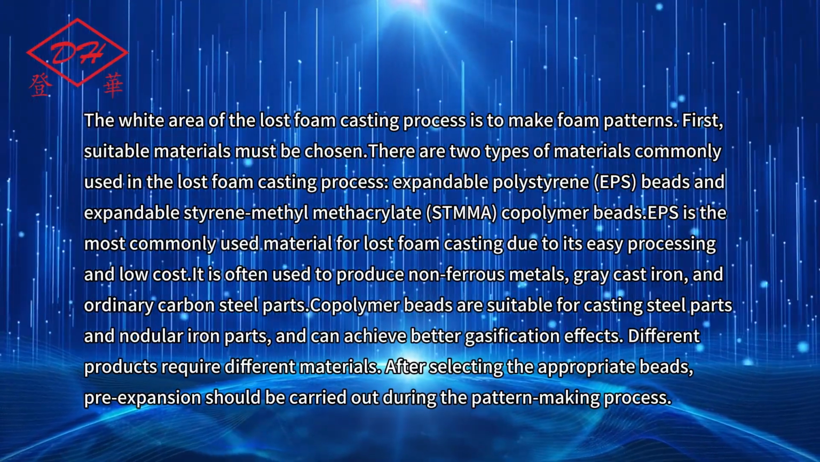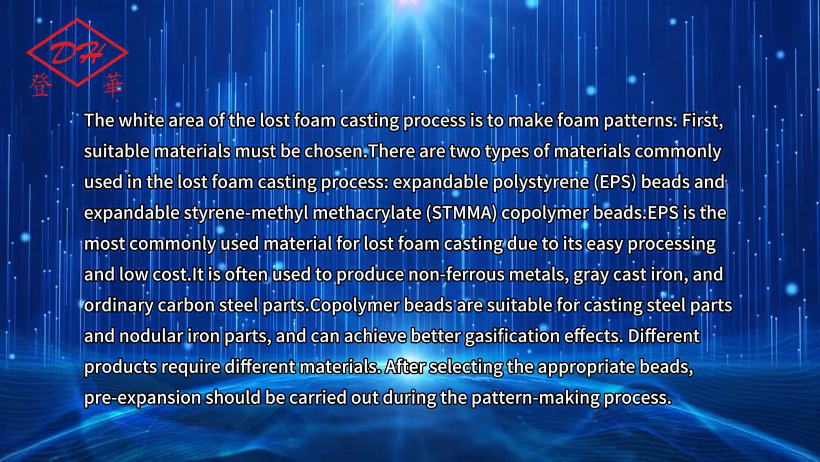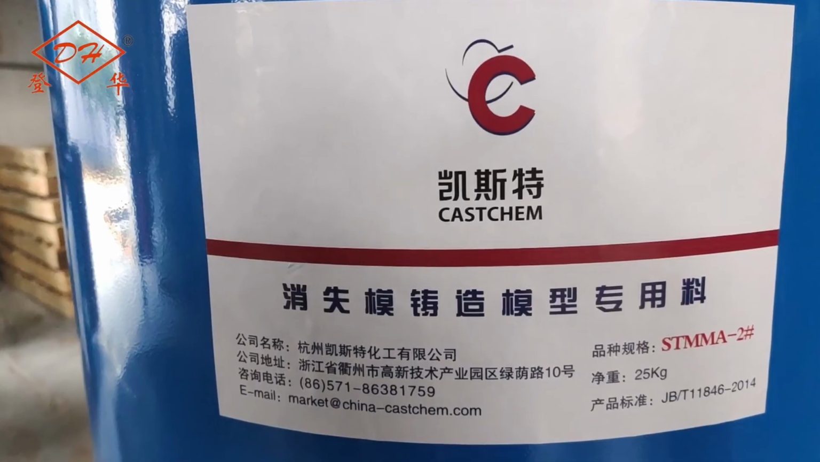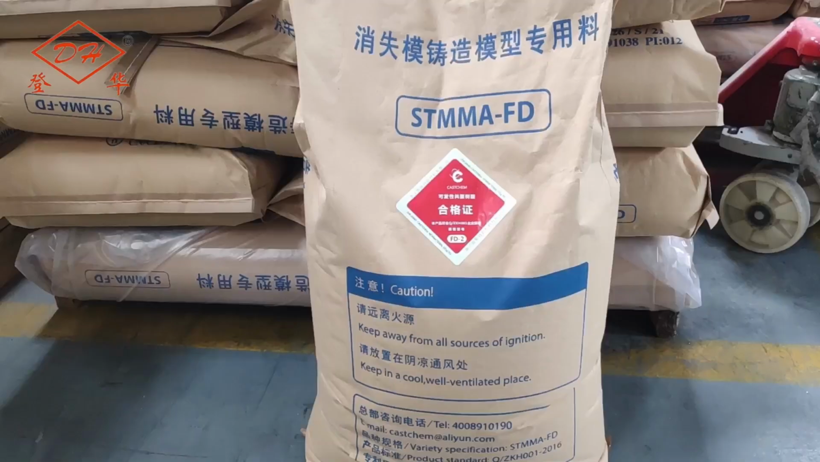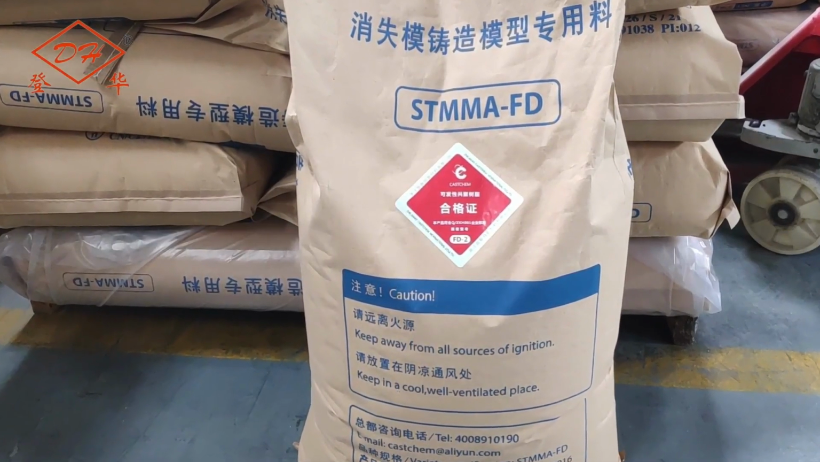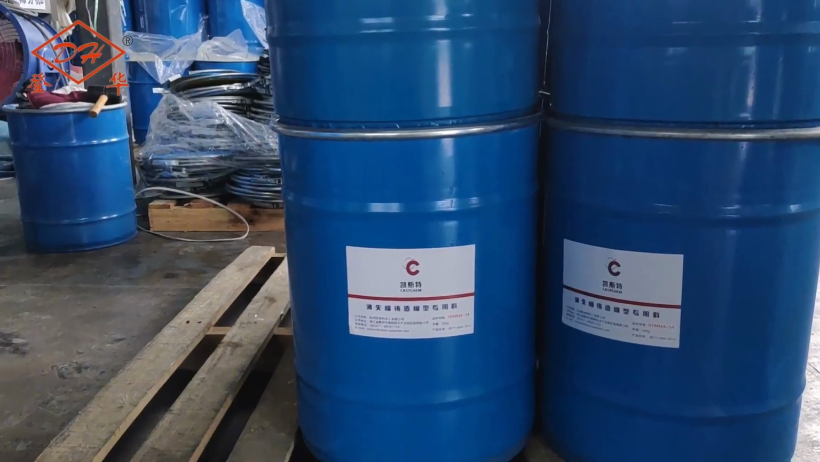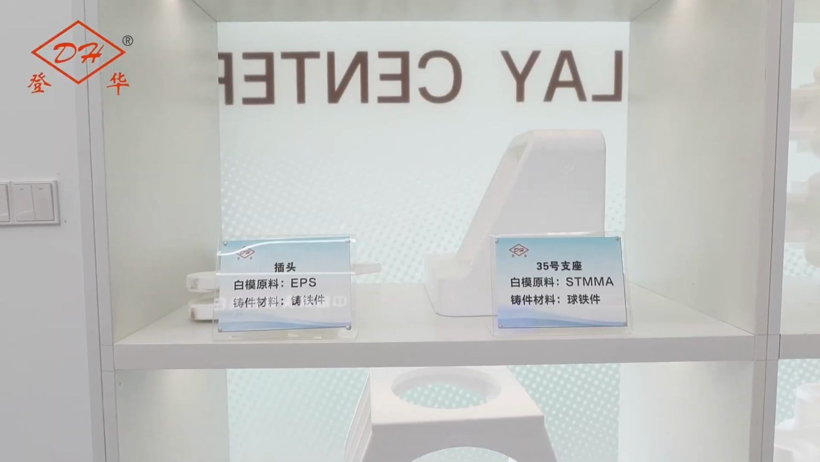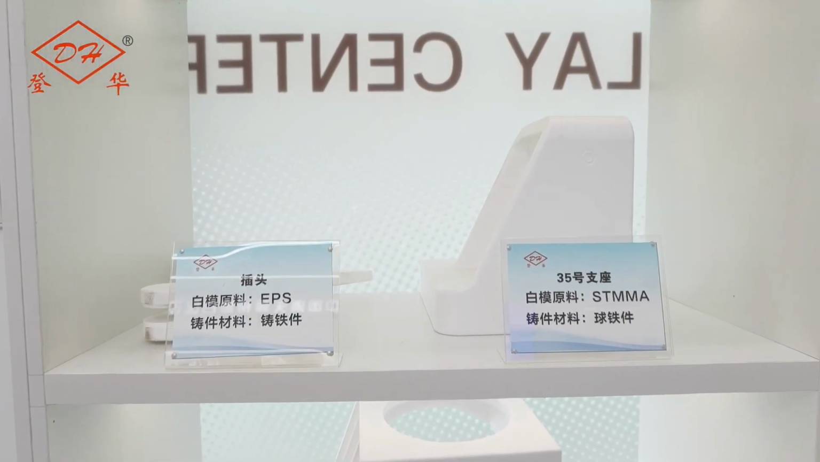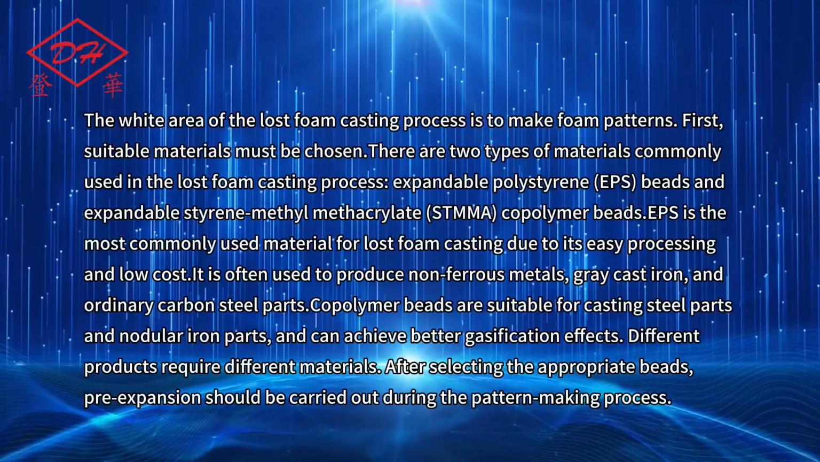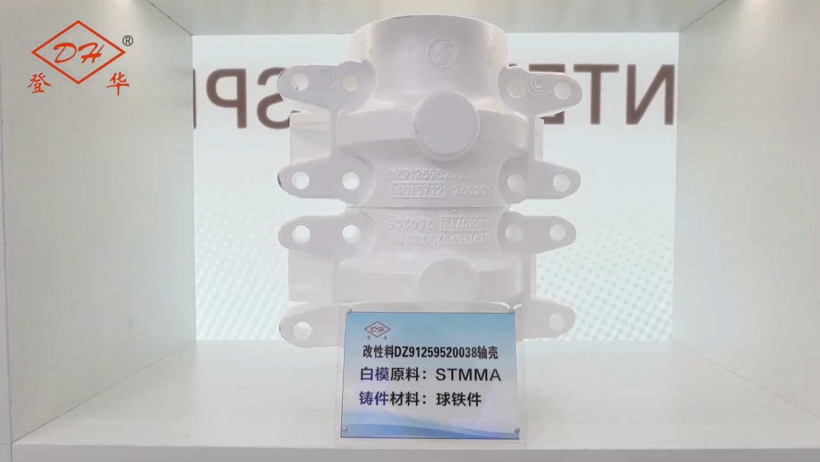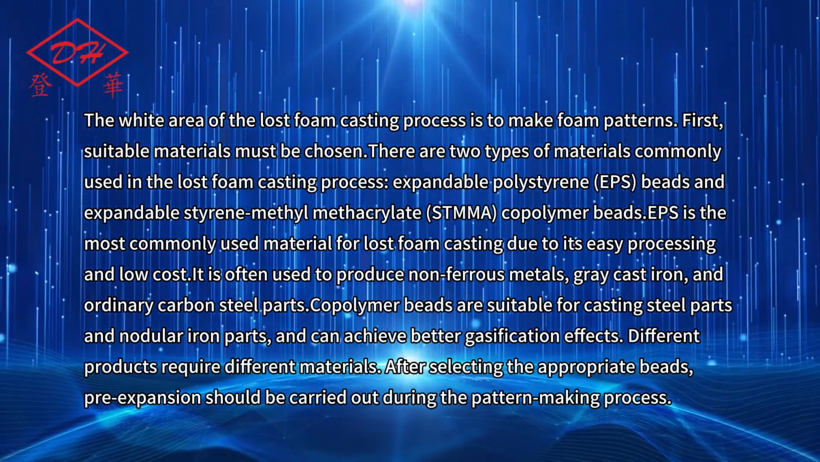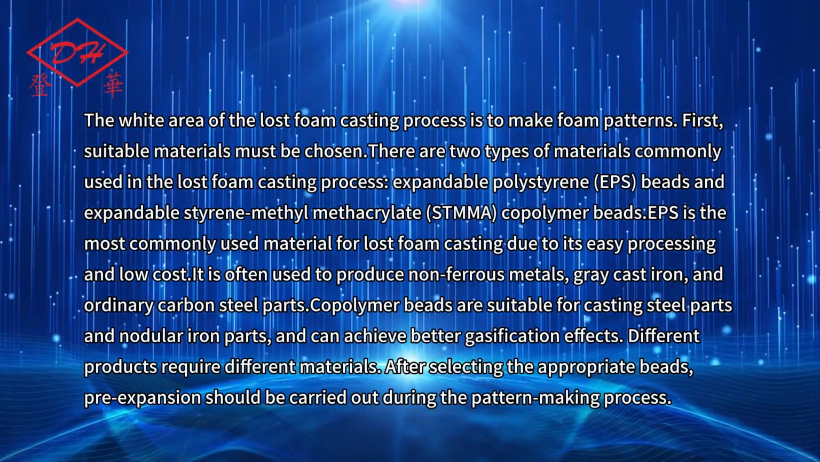There are 2 types of materials commonly used in the lost foam casting process: expandable polystyrene EPS beads and expandable styrene methyl methacrylate STMMA copolymer beads. EPS is the most commonly used material for lost foam casting due to its easy processing and low cost. It is often used to produce non-ferrous metals, gray cast iron, and ordinary carbon steel parts. Copolymer beads are suitable for casting steel parts and nodular iron parts, and can achieve better gasification effects. Different products require different materials.